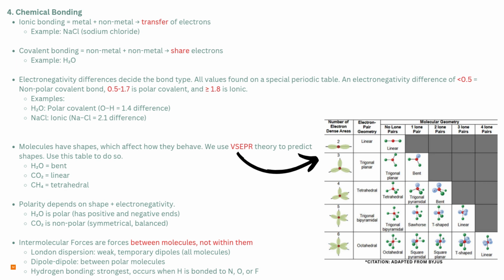VSEPR is an acronym. Water, for example, has a bent shape. Carbon dioxide has a linear shape. These shapes are available to you on the table, and you do need to memorize these for your upcoming tests.